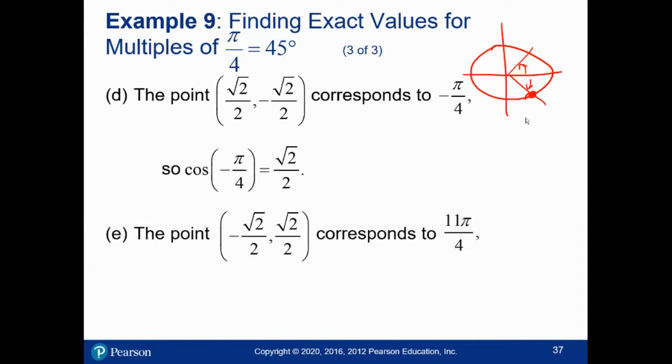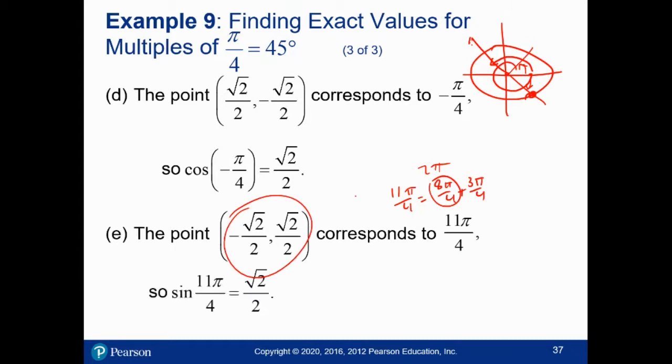And finally, 11 pi over 4. This is actually bigger than 2 pi. So 11 pi over 4 is 8 pi over 4 plus 3 pi over 4. And 8 pi over 4 is just 2 pi. So that says go all the way around and then do 3 pi over 4. And you get to this point here. We were asked for the sine, which is the y-coordinate, which was positive root 2 over 2.